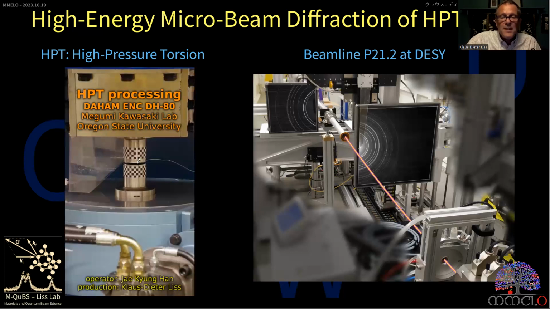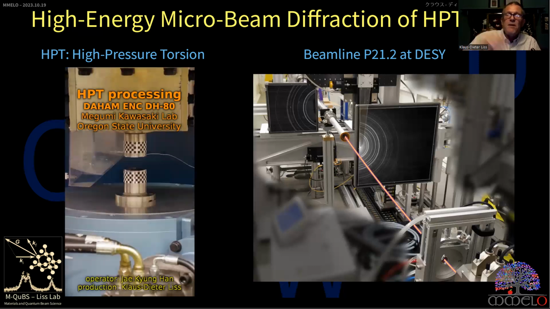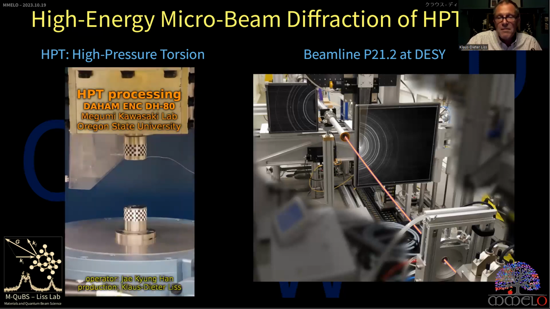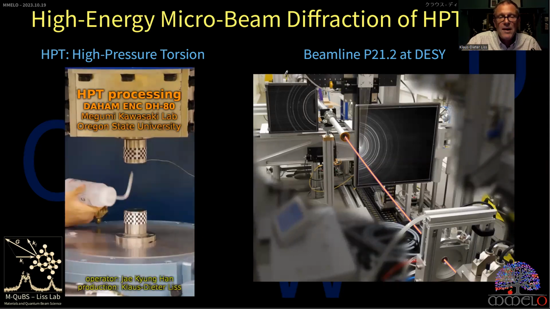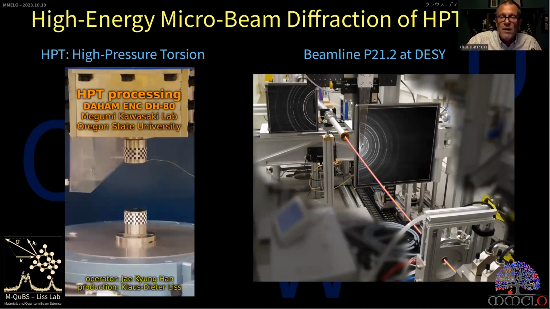Then we take the material and put it into the beamline, the high energy beamline P21.2 at DESY in Germany. So here we have a furnace. We put a small piece of sample, only a few millimeters in cross section. And then we have two detectors. One detector is a little bit closer, with a short camera length, and we have a long camera length for having either more coverage here in reciprocal space, that means more rings, or higher resolution on fewer rings.